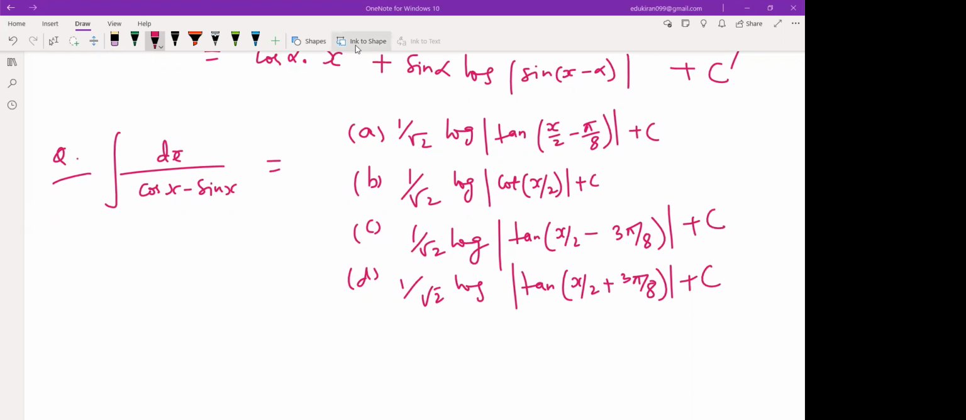Do you want a hint? Okay, so I think you are trying first. Sir, we'll convert this into tan. Yeah, you can do that. Like cos x is 1 minus tan square x by 2 by 1 plus tan square x by 2. And sin x is 2 tan x by 2 by 1 plus tan square x by 2.